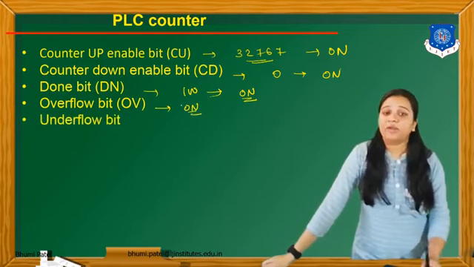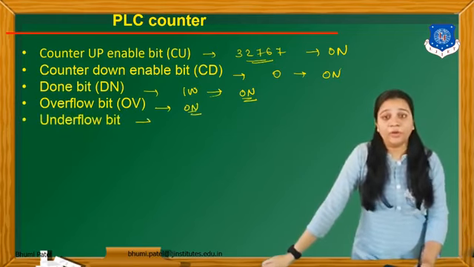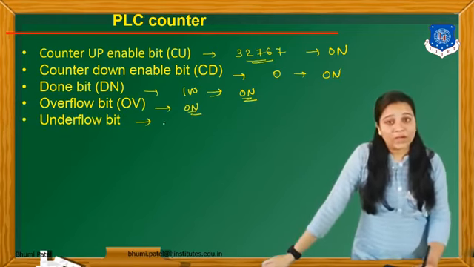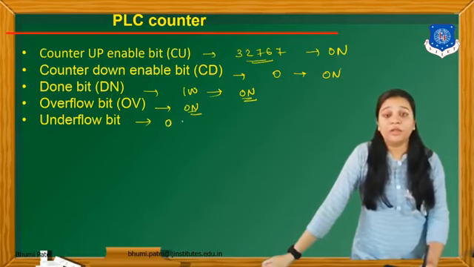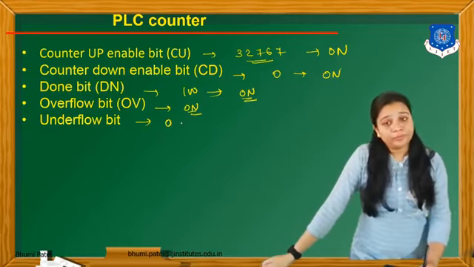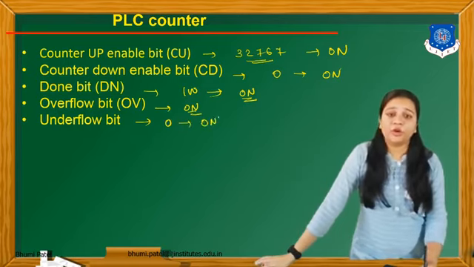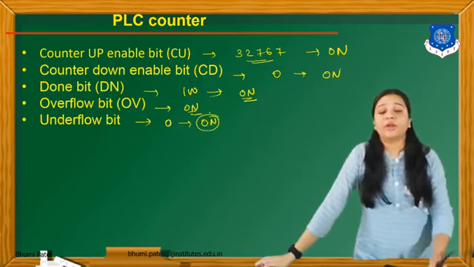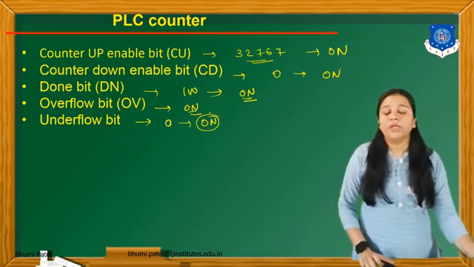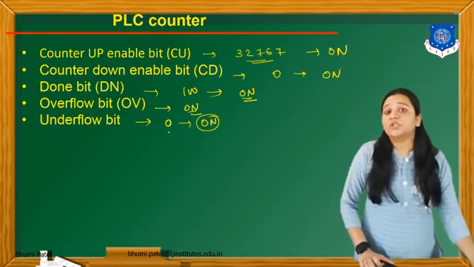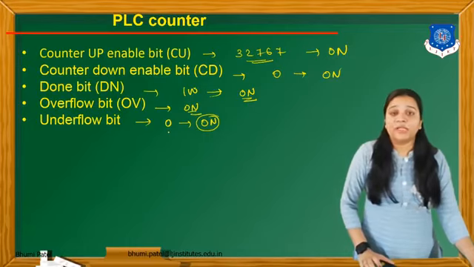So that indicates my counter value has overflowed. Okay, and the same thing for the underflow bit: when my down counter reaches 0 and again my rung condition goes from false to true, the underflow bit will be on, so that indicates my counter will again go down from the down count. Okay, so this is all about the PLC counter.